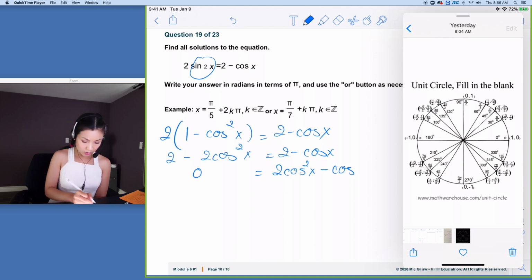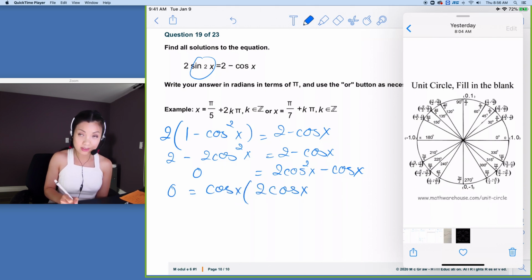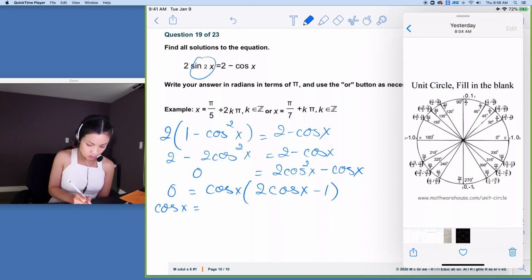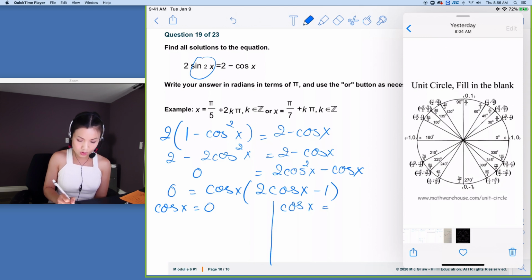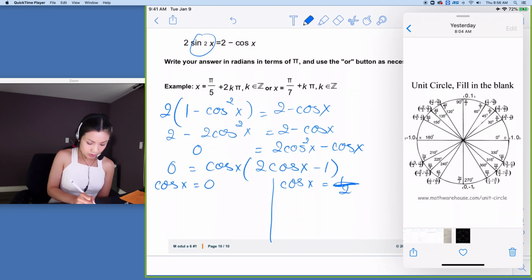Okay, we're going to factor it out. So I have cosine of x times 2 cosine of x minus 1. So we have cosine of x equal to 0 for one, and then this one is cosine of x equals 1/2. So what are they? For 0, that's pi over 2.